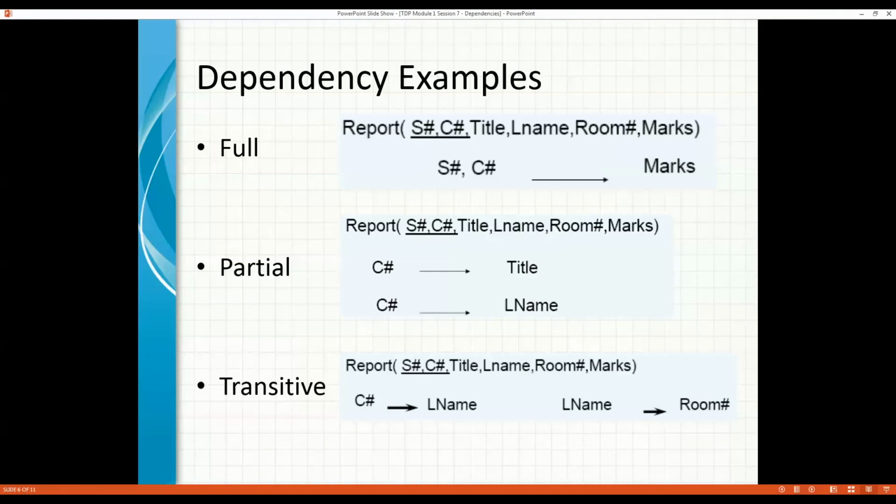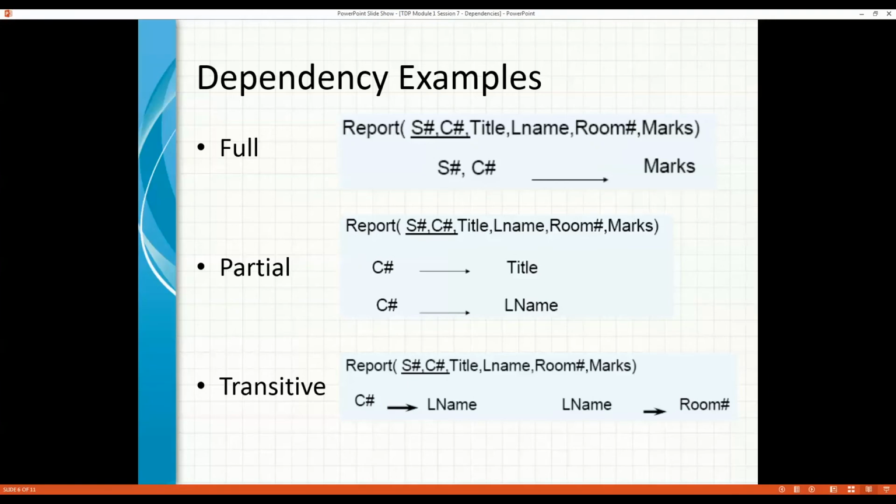This is a partial dependency. It's still using one of the prime attributes, but not all of them. And the last one we have listed is transitive dependency. Here, we see that course number will dictate last name. And for some reason, last name will dictate the room number.